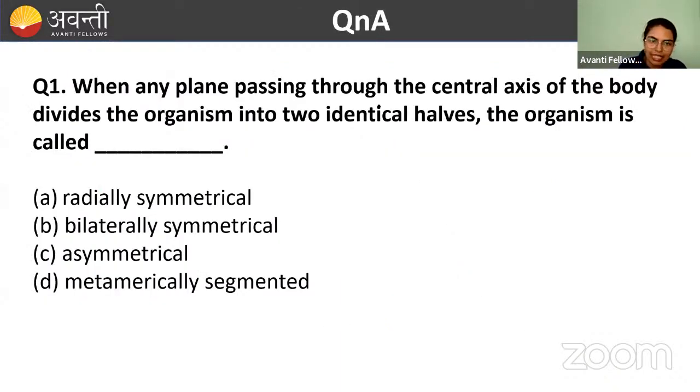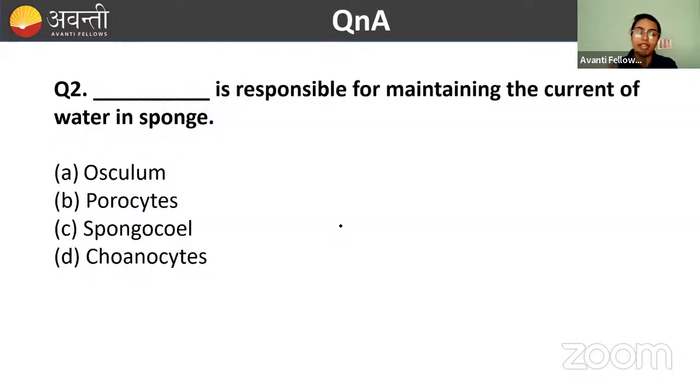Now you can tell me very easily: when any plane passing through the central axis of the body divides the organism into two identical halves. They have tried to confuse you here by giving two; it might be more than two also. But whatever sentences they have given truly belong to option A, that is radially symmetrical. I hope this question is clear to all the students. It is a very direct question taken directly from NCERT.